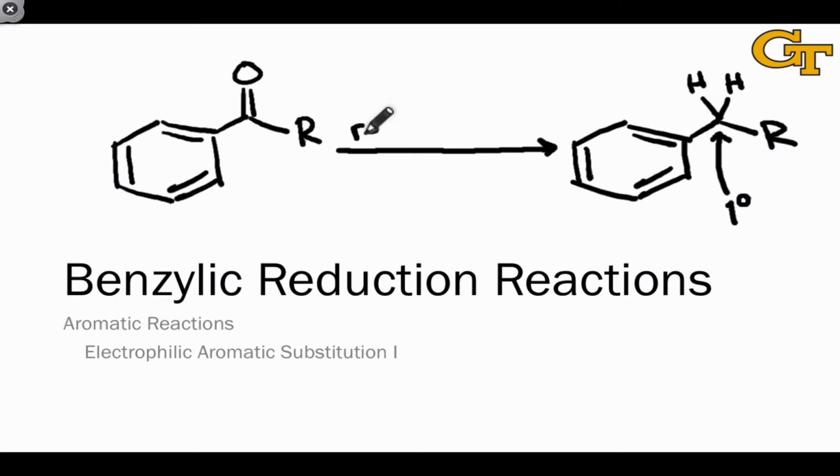This amounts to a reduction because we're replacing bonds between carbon and an electronegative heteroatom, oxygen, with bonds between carbon and hydrogen. And this amounts to the donation of electron density back to the carbon, since there's much less polarization in these CH bonds than there was in the original carbon-oxygen bonds in the starting material. We're giving electron density to the carbon, and that amounts to reduction.